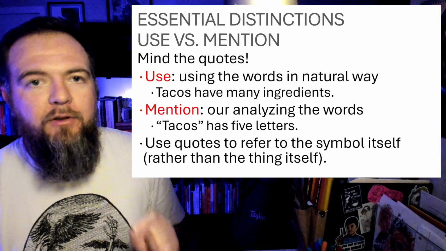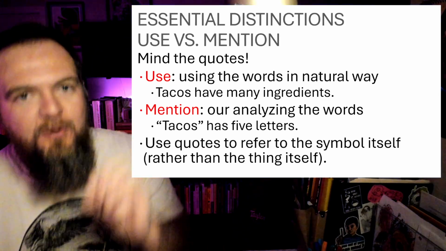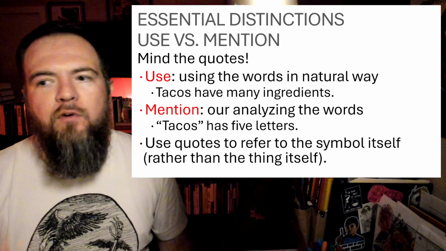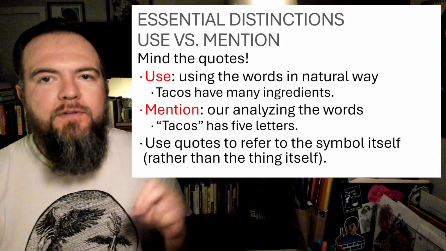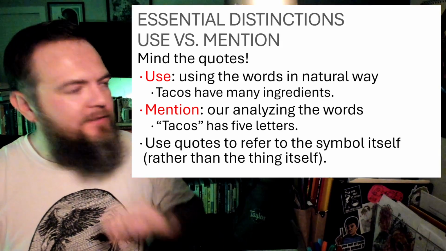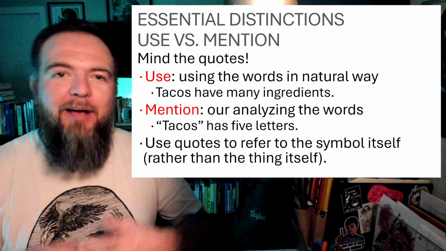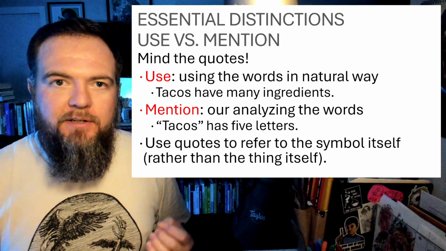Be really careful about the quotes, because that's often something that can help us figure out whether we're using a phrase or whether we're mentioning a phrase. And so what I mean by that is whenever we are engaging in use, what we're doing is we're using the words in a natural language. Tacos have many ingredients. If I just say that sentence, tacos have many ingredients, you know what I'm saying? I'm talking about tacos, talking about ingredients, talking about how you can put all sorts of stuff inside of a tortilla and make it really, really delicious.